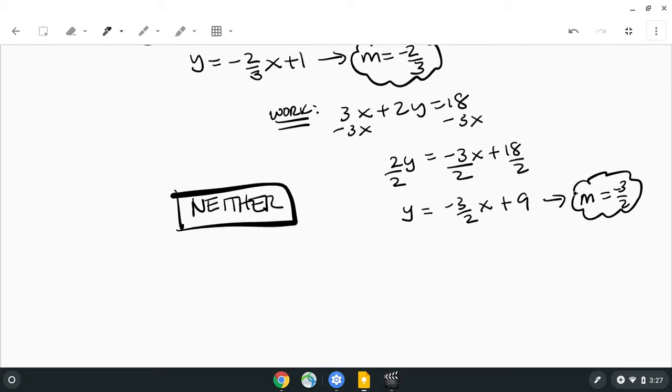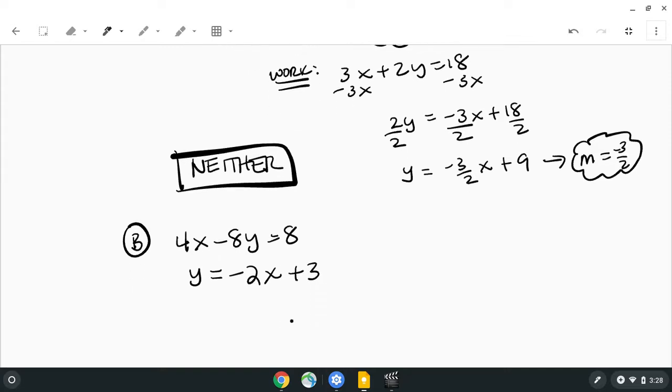And let's have a look at this next example, B. Suppose that I have this equation, 4x minus 8y equals 8. And suppose I have this one, y equals -2x plus 3. Okay, so again, between the two of these, this second equation, since it's written in slope-intercept form, I can identify the slope very easily. Okay, so here, my slope is -2.